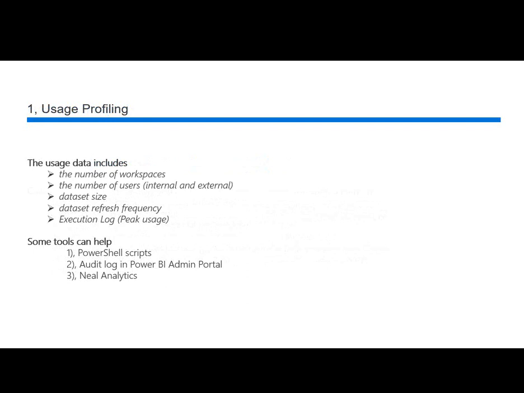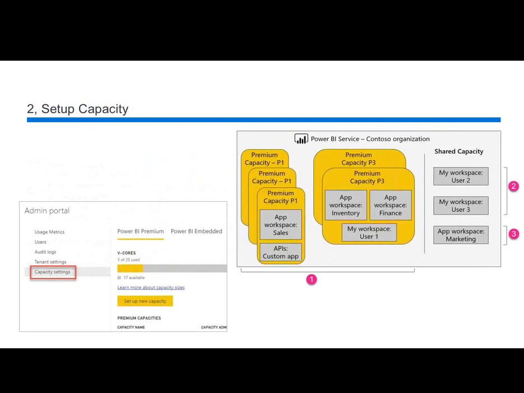So here are some tools that can help you do this. First of all, PowerShell scripts. I think a lot of new features were just added to PowerShell last week. And on the Power BI admin portal, you have an audit log. In the audit log, it tracks more than 100 different events, so it has everything there. Another one is a third-party tool called Neo Analytics. Check that out. It has a very nice execution log. All right, so this is the usage profiling.